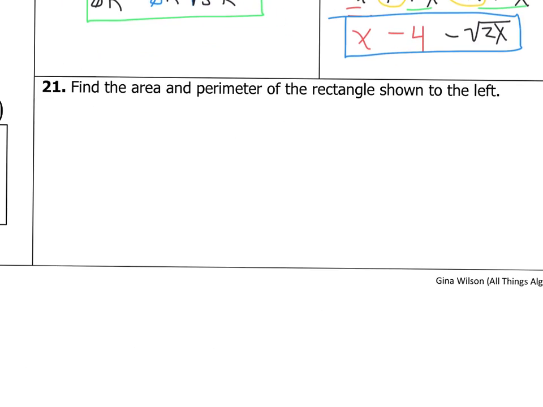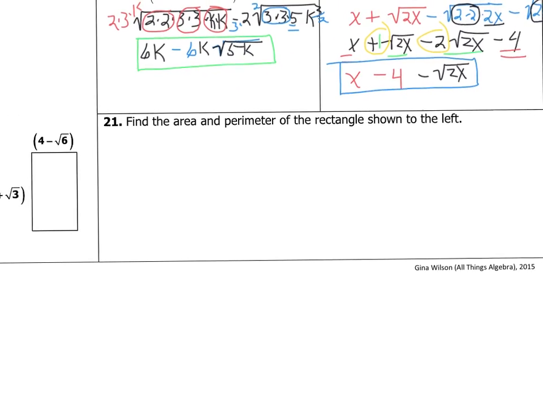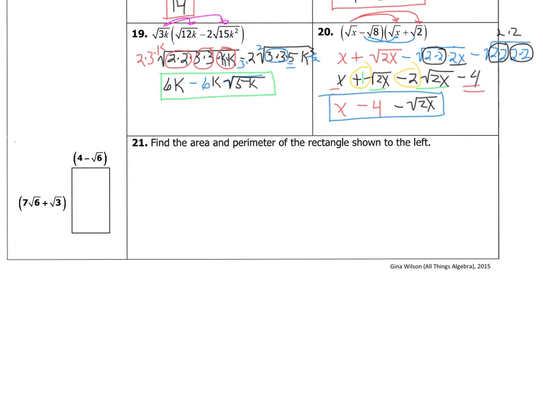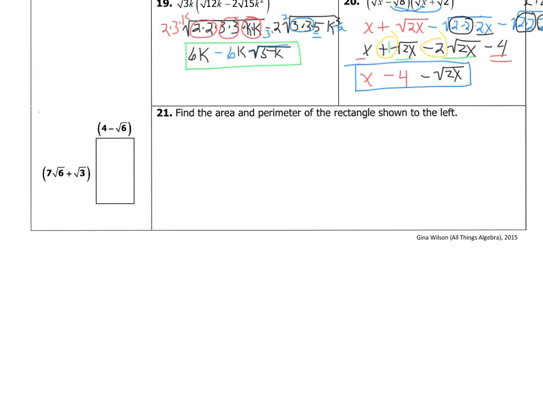And then our last problem is to find the area and the perimeter of the rectangle shown to the left. All right, so for your area, remember that area of a rectangle is length times width. So the area of this rectangle is going to be, and I can't see all of them because I have some stuff in the way, so it's 7 rad 6, that's a 7, rad 6 plus radical 3, and then that's times 4 minus the square root of 6.